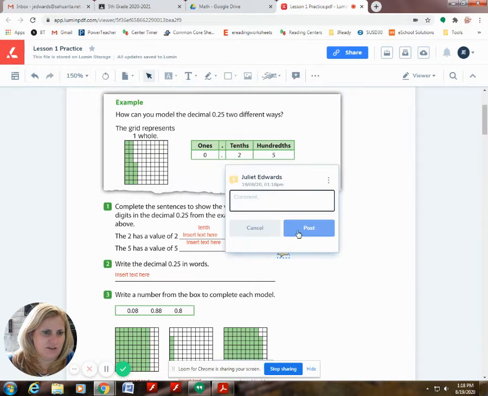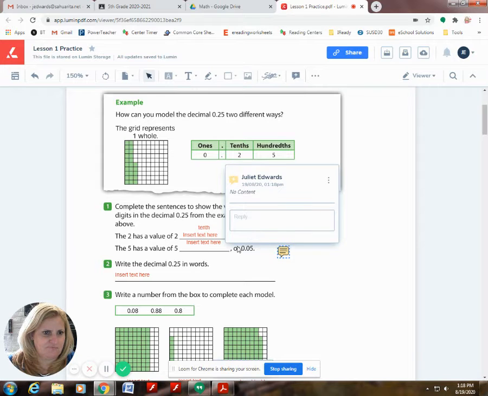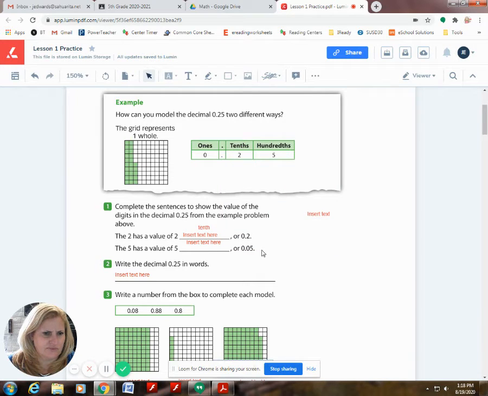Don't want to buy the premium. Okay. I will put it right here.